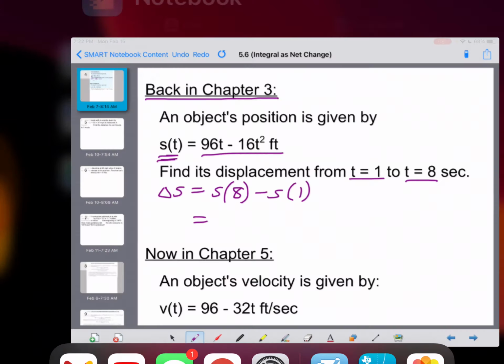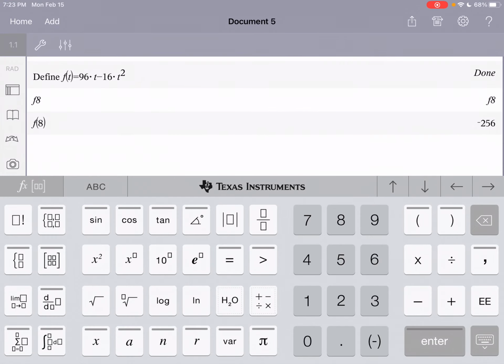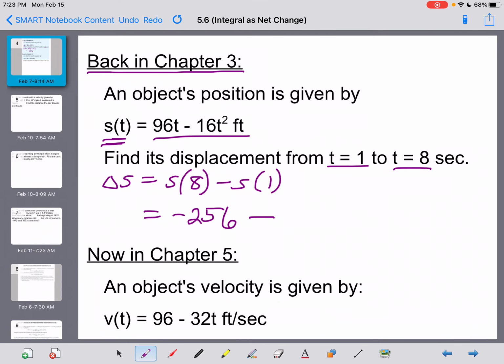Okay, so that's where this thing ends, at a position of negative 256, minus f of 1. Why did I call this thing f instead of s? That was dumb. Anyway, f of 1 is going to equal 80. So negative 256 minus 80, and I don't think I need a calculator for that, is going to get us negative 336. We'll find out in a minute if I'm right about that or not.